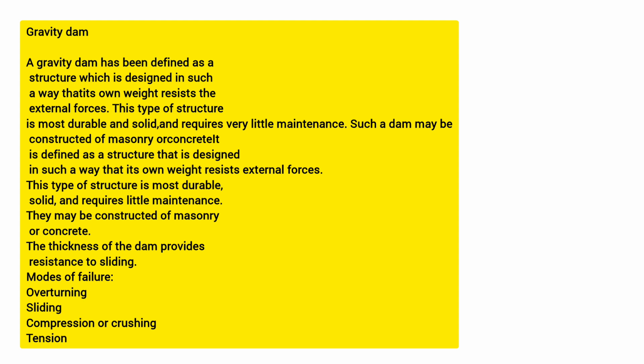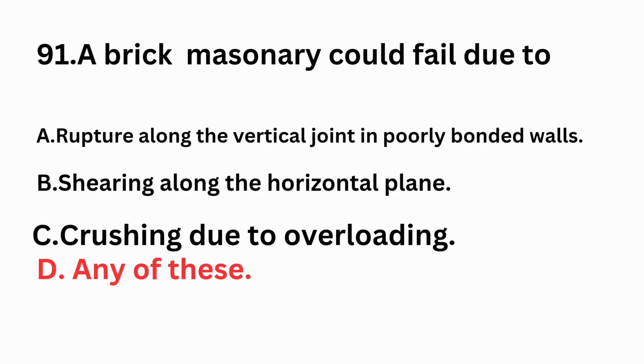resists external forces. This type of structure is most durable, solid, and requires little maintenance. They may be constructed of masonry and/or concrete. The thickness of the dam provides resistance to sliding. Modes of failure are overturning, sliding, compression or crushing, and tension. The answer is D, any of this.